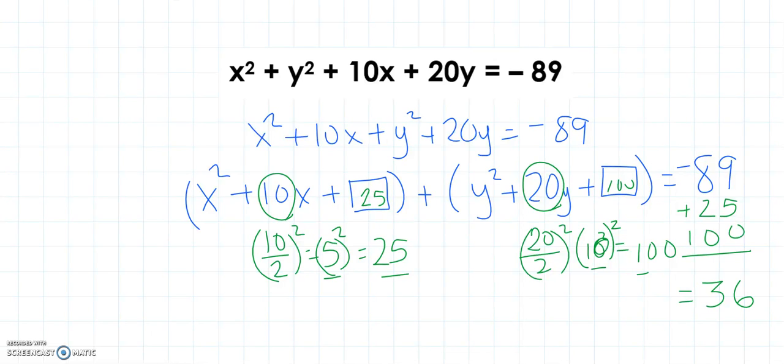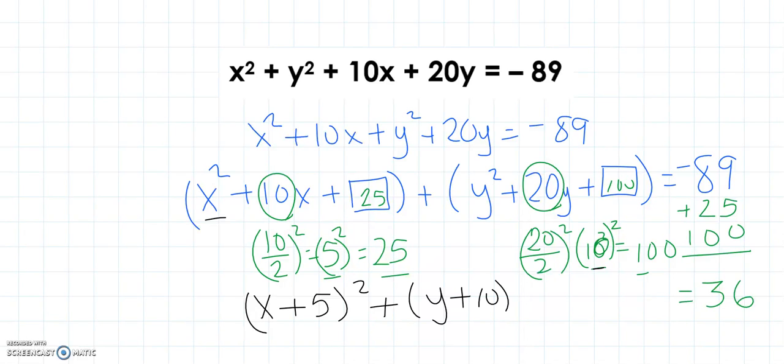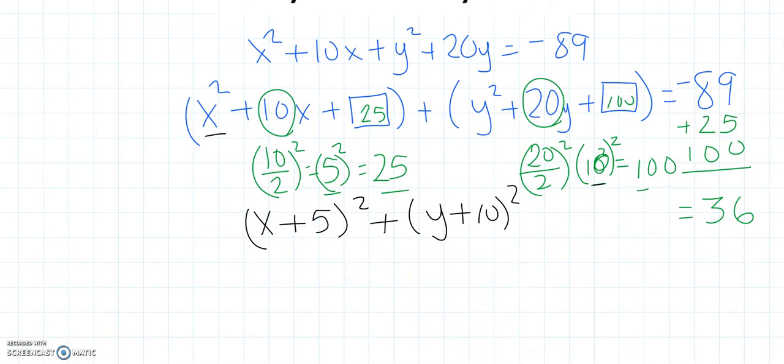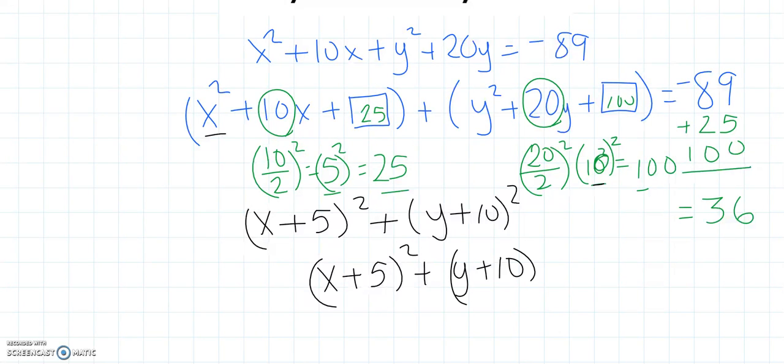Let's clean up the left side. Remember, we want to show it in factored form. So we will take the factor of x squared, which is x. And what did we do? We did a positive 5, which is the square root of 25. Then we squared it, plus the square root of y squared, which is y, plus the square root of 100, which was 10. And we square it. And that brings us to the standard equation of a circle, which would be (x + 5) squared plus (y + 10) squared equals 36.